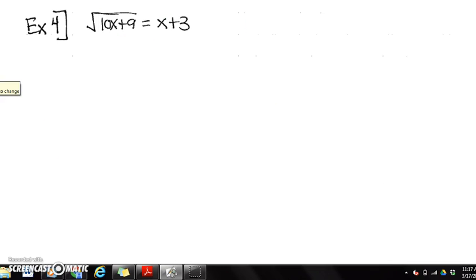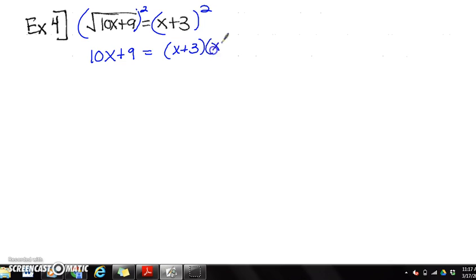All right, example 4, same process. We're going to square both sides. And hopefully remember that there is going to be 2x plus 3 that you will have to FOIL. Write it out. So the 10x plus 9 will equal x squared plus 6x plus 9.